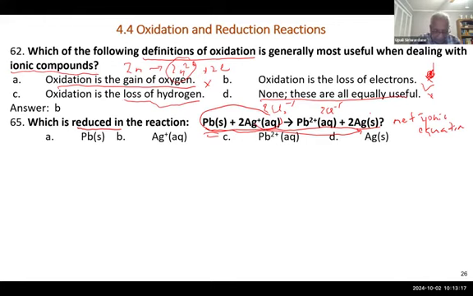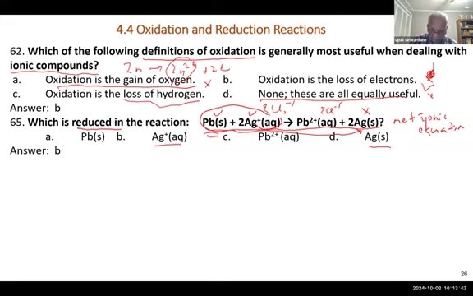Therefore, the answer is this. It's not silver. You are not looking at the product side. The one that got reduced is this. The one that got oxidized is lead metal. Therefore, the answer is B.